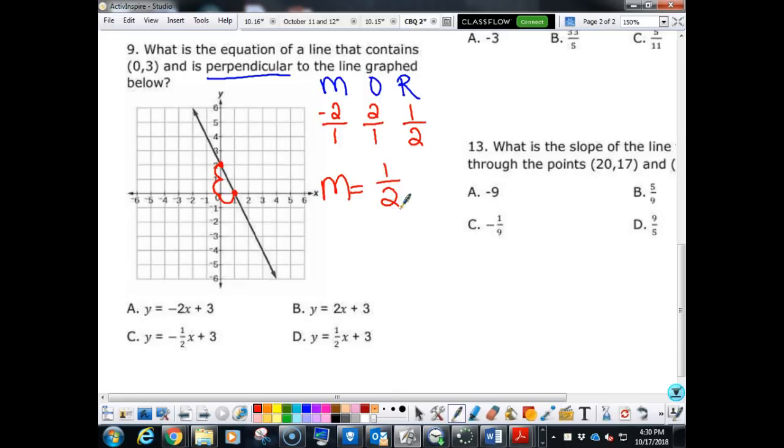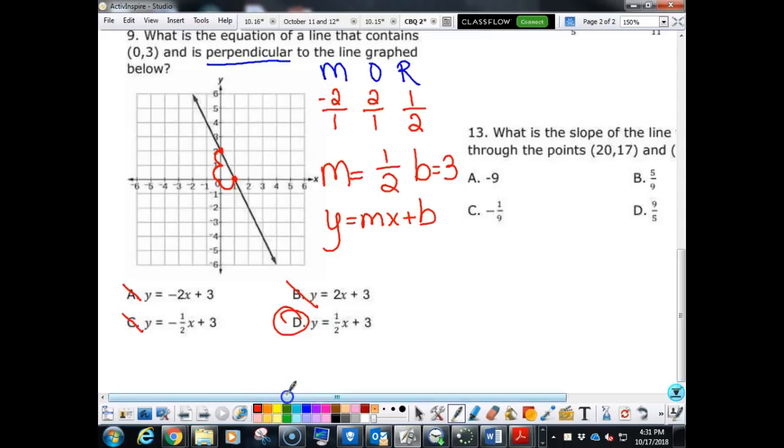Okay? So remember, if it's y equals mx plus b, and they tell me it contains 0, 3, well, when x is 0, that means that whatever this number is, that's my y-intercept. So b is 3. And if you notice, they all have 3. So what they're really looking for is your slope. They want to see if you can find the opposite reciprocal slope. And so we're looking for 1/2. This is negative 2. That's incorrect. Negative 1/2, incorrect. Y equals 2x. That is incorrect. So D would be the correct answer.